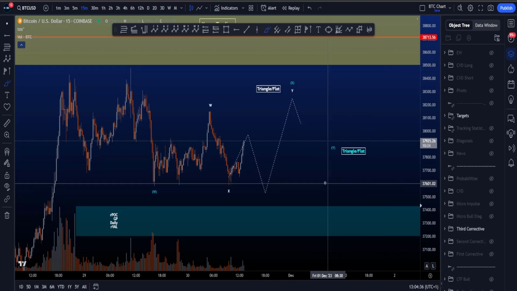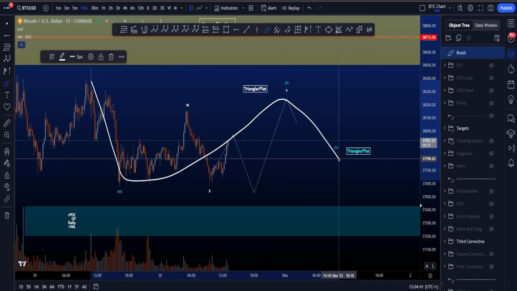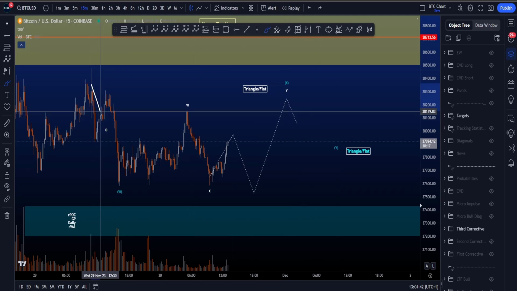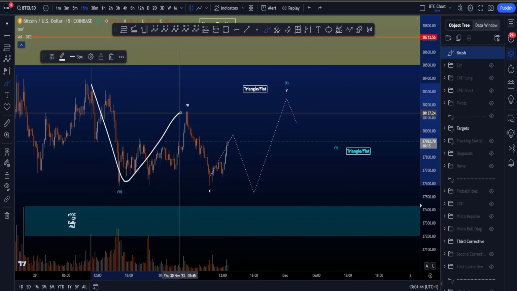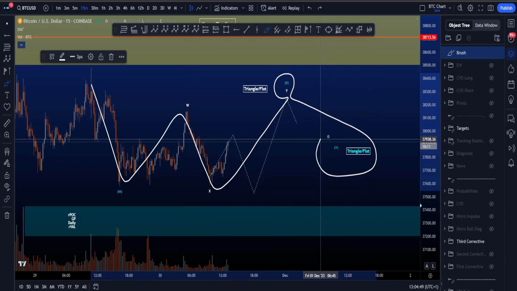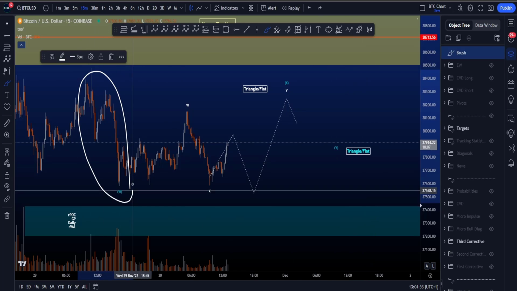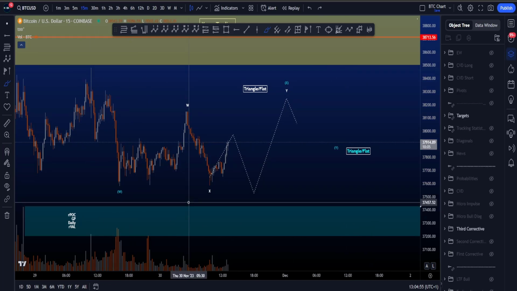In the third corrective structure, the final one as well, we are looking for another WXY over here. But in this case, we have zigzag W, that's the same, but we have a WXY in a wave X, after which we then expect a Y to the downside, which again can only be a triangle or a flat, because a wave W over here is already a zigzag.